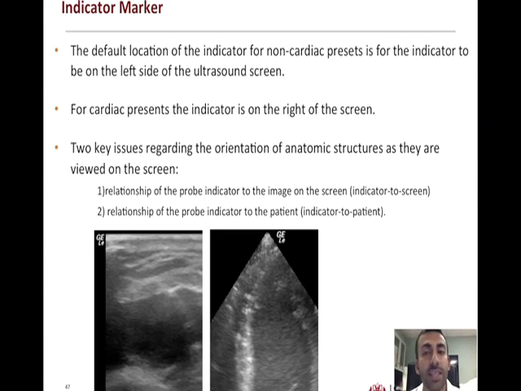Important to realize that traditionally, non-cardiac presets have the indicator on the left side of the screen, while when you have a cardiac preset engaged, that will put the indicator on the right side. Now, this is not an absolute, but most cardiac presets are set in this fashion. It's always important to go through the two steps of making sure you know the relationship of the probe indicator to the image on the screen, and then backwards, the relationship of the probe indicator to the patient. So those are the two markers of being able to truly learn and appreciate different probe positions. One, to know where the probe indicator is to the image on the screen, and then relating the probe indicator to where it matches on the patient themselves.